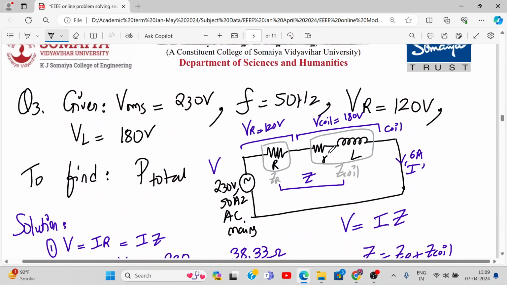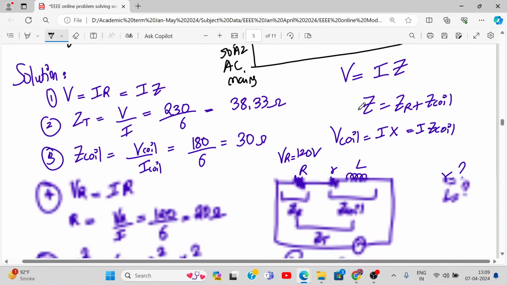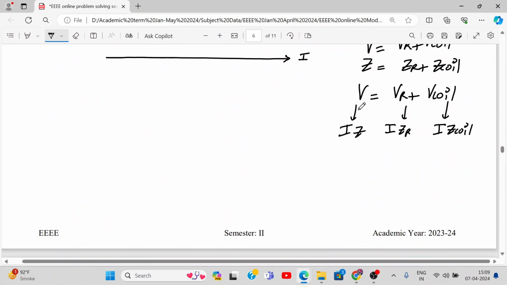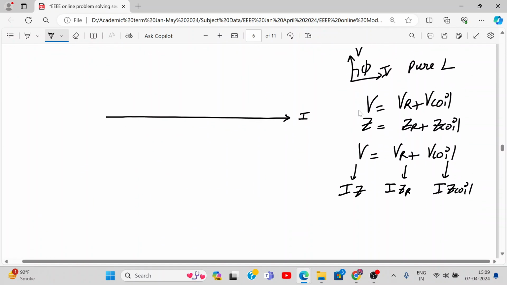Total voltage is how much given to you? 230 volts. Total voltage is 230 volts. So this 230, if V is VR plus V coil, then 230 should be equal to 120 plus 180. It is not working like this, right? V is in vector form, it is a vector. This is 230.